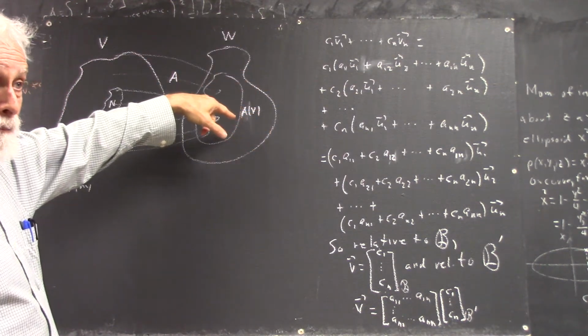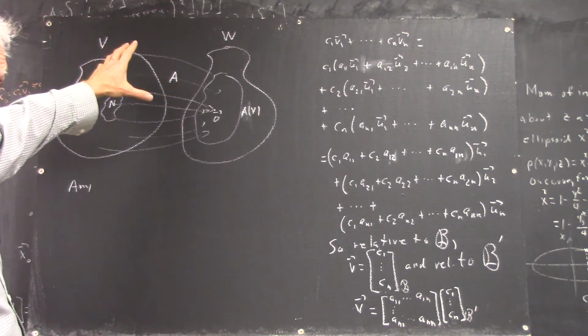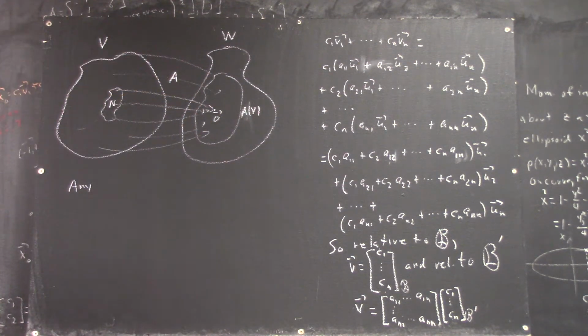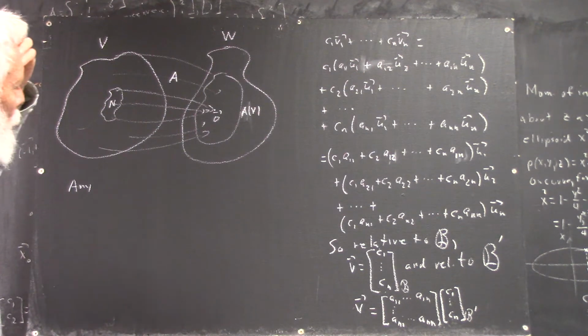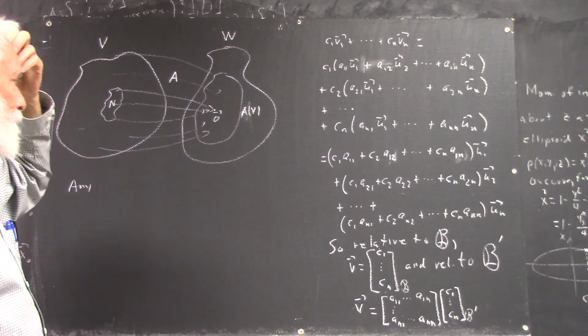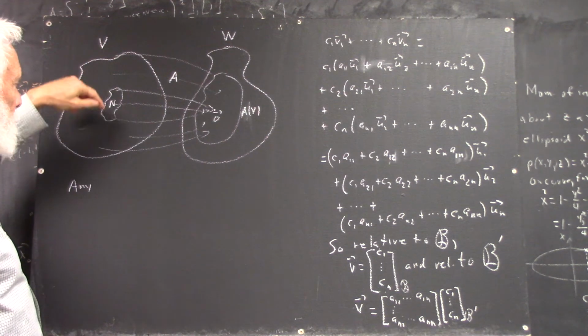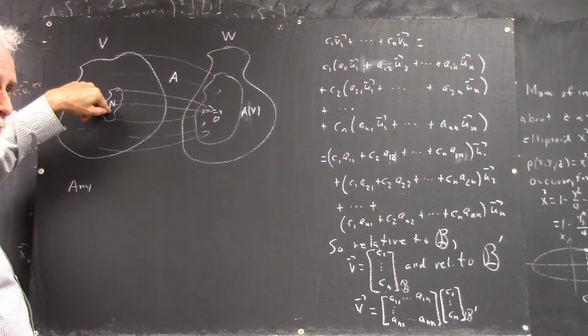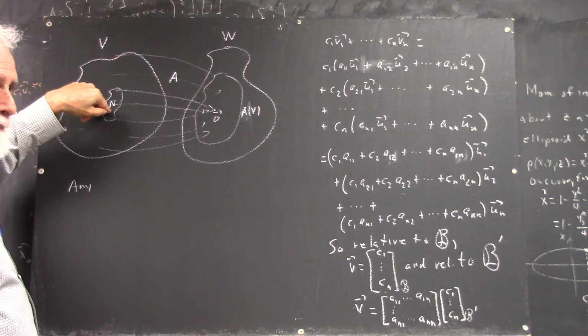Okay? Maybe not. Turns out that this part of the space is orthogonal to this part of the space. Okay? That's just a preview.